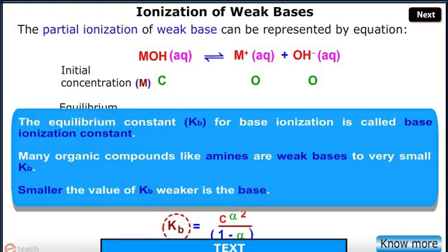The equilibrium constant Kb for base ionization is called the base ionization constant. Many organic compounds like amines are weak bases with very small Kb. The smaller the value of Kb, the weaker is the base.